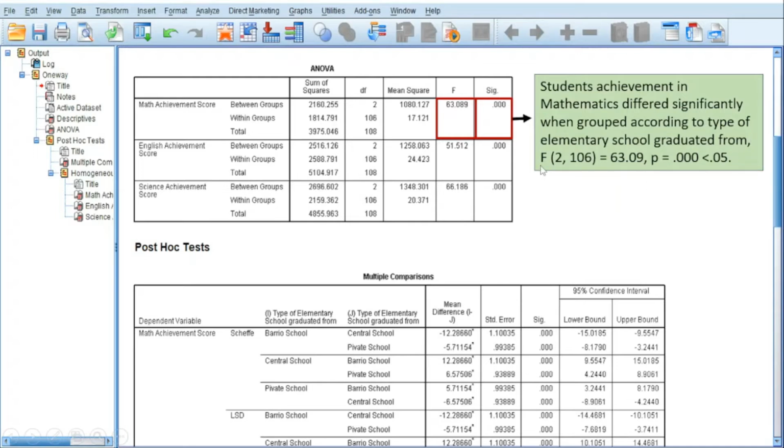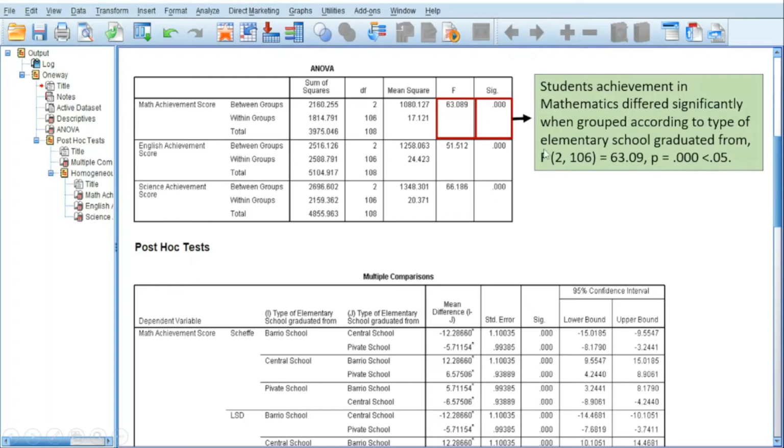Then you indicate also the F value, which is 63.09, but in indicating the F value, you need also to include the degrees of freedom, which is 2 and 106. And of course, more importantly, you need to indicate the p-value, which is 0.00, less than 0.05.